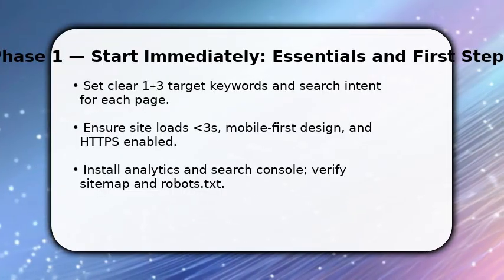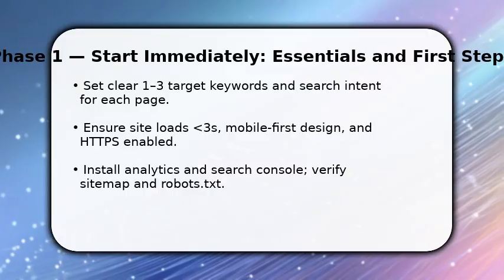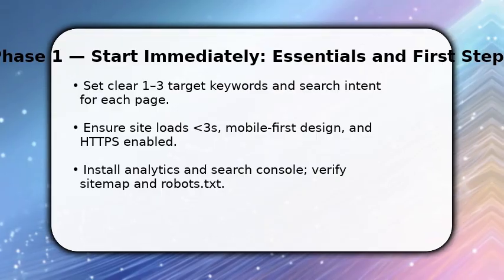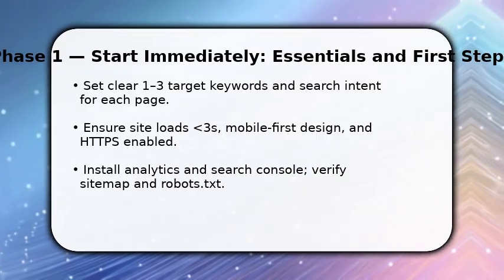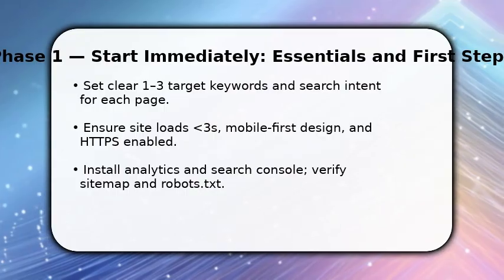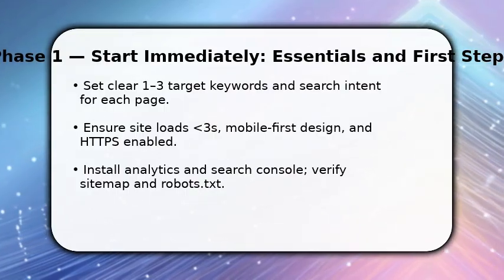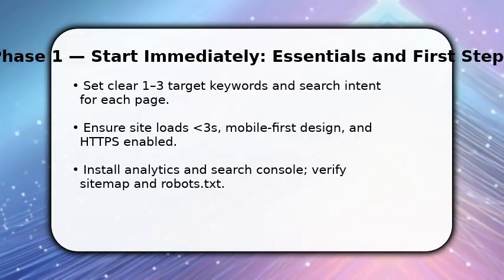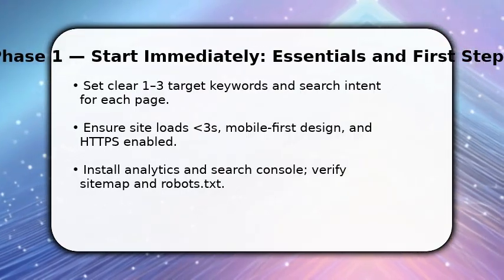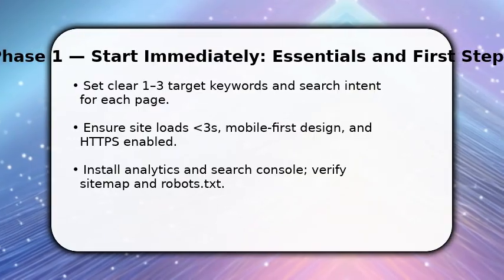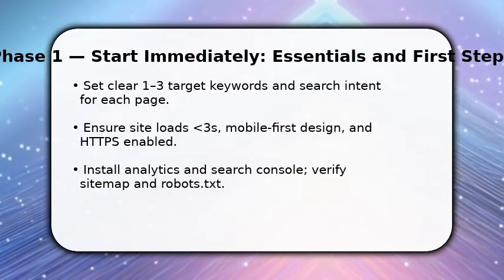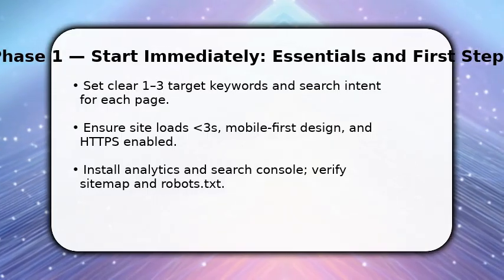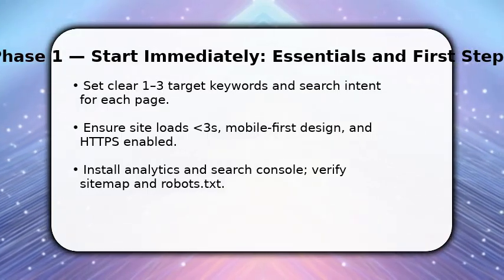You start by choosing 1 to 3 precise target keywords per page and mapping their search intent because relevance drives rankings. Once done, make sure your site loads fast under 3 seconds and that mobile-first design plus HTTPS are in place. Crawling and indexing follow. Install Analytics in Google Search Console now, submit a sitemap, and check robots.txt. This lets you measure traffic and detect indexing issues. These first steps set the data-driven foundation for optimization and testing.